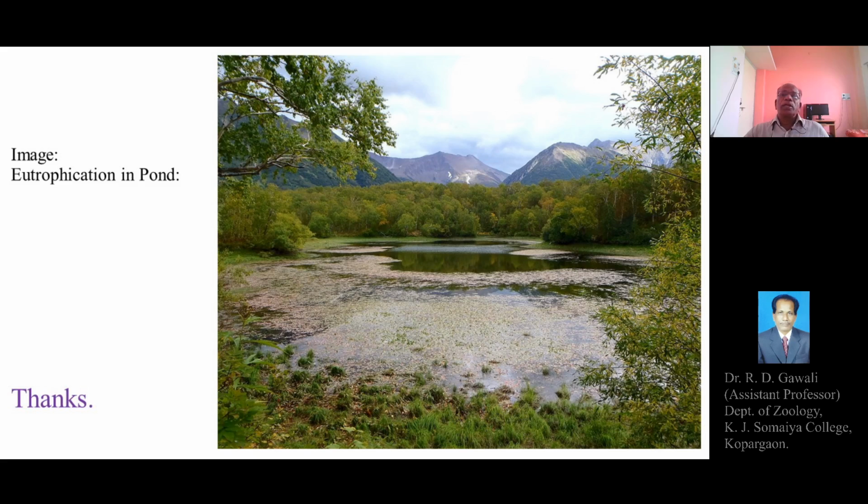So this is what we have about the process of eutrophication, and thus today we'll stop here. Next time we'll continue with the third topic, that is population.